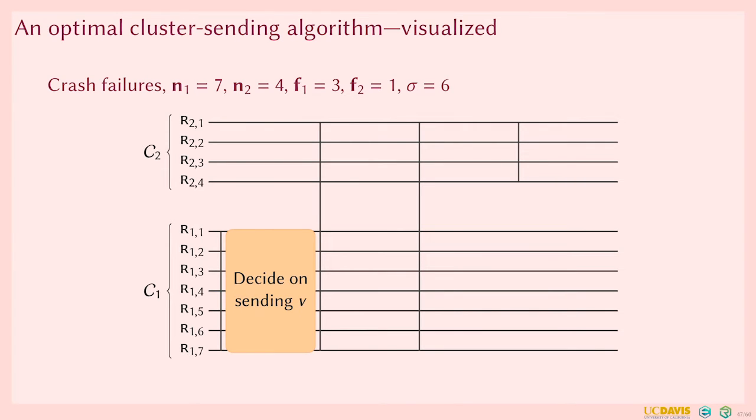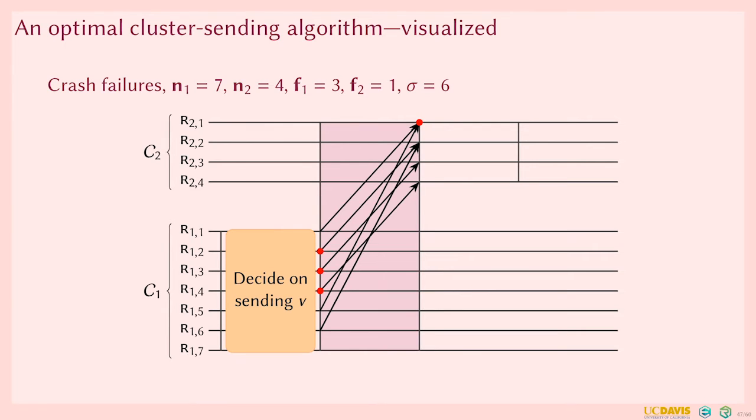So I have a big cluster that wants to send a value. It's decided on sending a value, for example, via consensus. And with these settings, the lower bound says that we need to send at least 6 messages. So the 6 replicas in this big cluster will send. And they will do that via global communication that is costly. And we'll see that the first 4 messages will go to distinct replicas and the second 2 messages will go to replicas that already received messages.